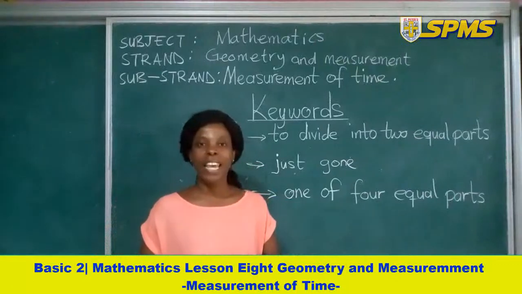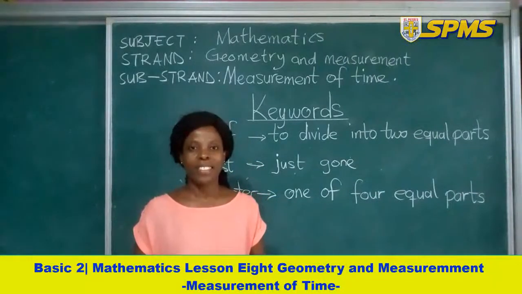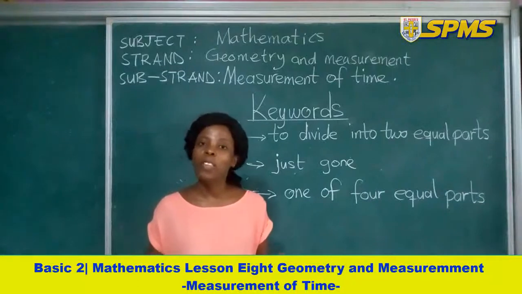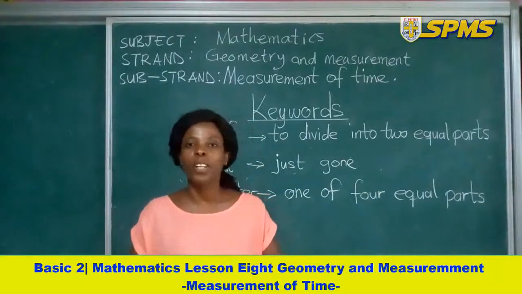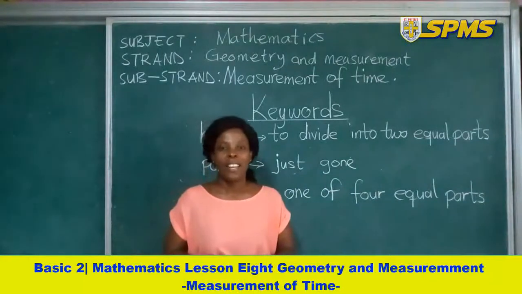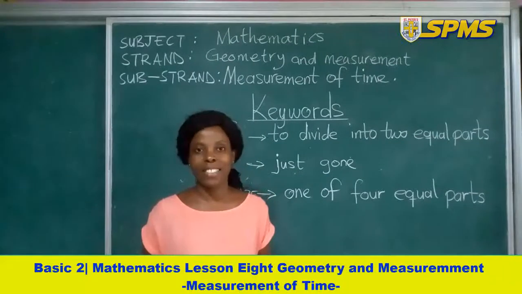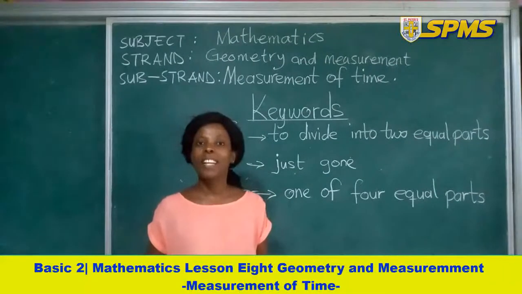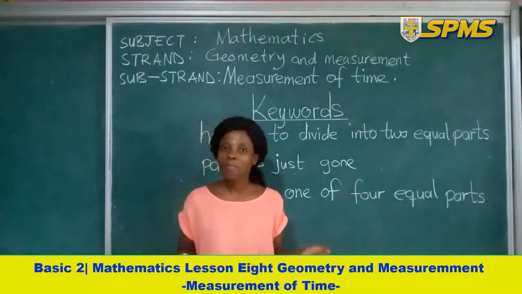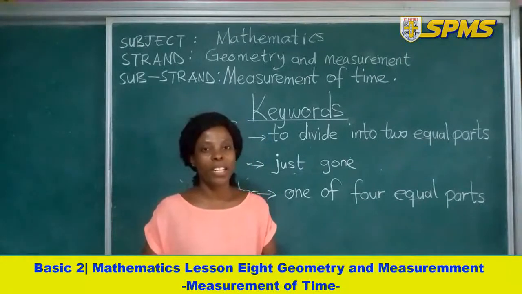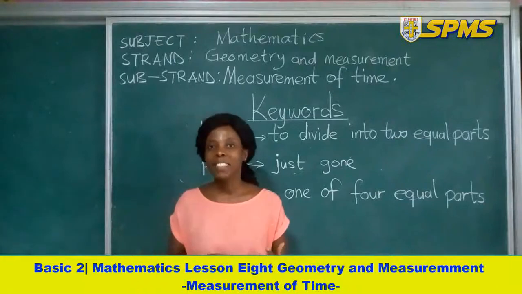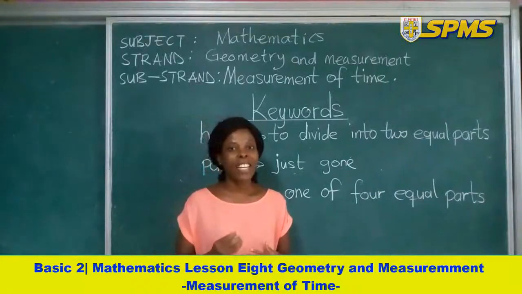Let's do a quick recap of what we've learned last week. What did we say time is? We talked about measurement of time. Time is the period or the interval in which something occurs. The next thing, we talked about the face of the clock. What are the hands on the face of the clock? The minute hand, the hour hand, and the second hand.